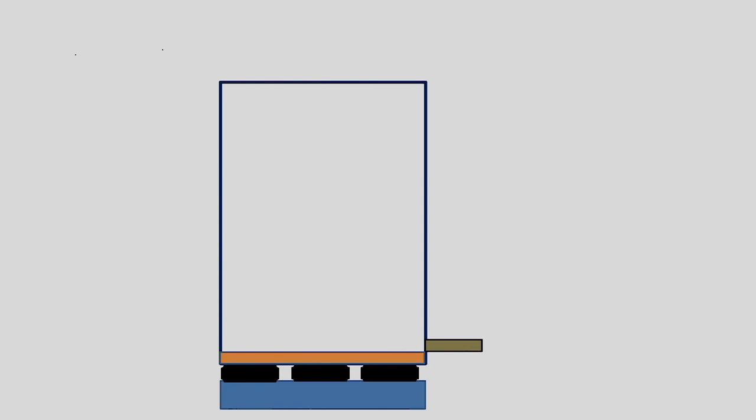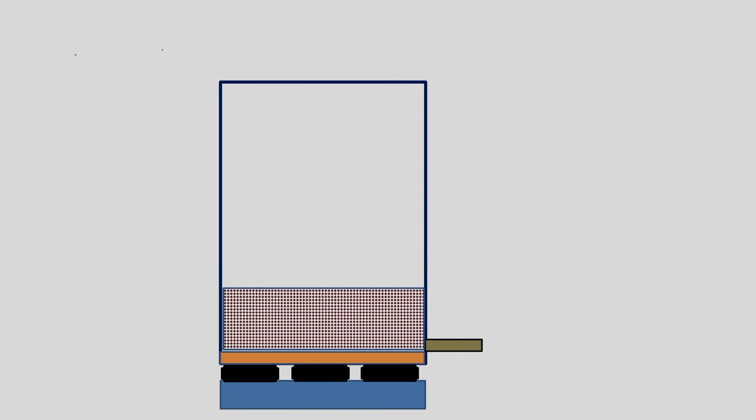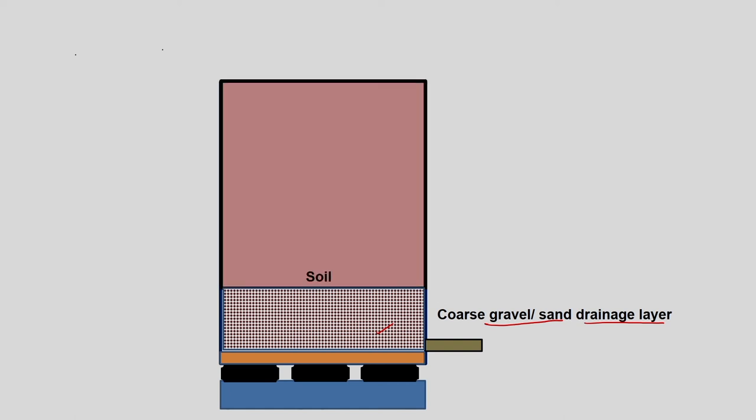Let us see an engineered lysimeter. This is a tank which can be used as a lysimeter. At the bottom layer we have the coarse gravel or sand drainage layer. So, we are not completely filling the tank with soil. It will have different layers. The bottom layer is fixed for draining of the water. So, in this region we will be filling the coarse gravel or sand. Above that we will be filling the soil.